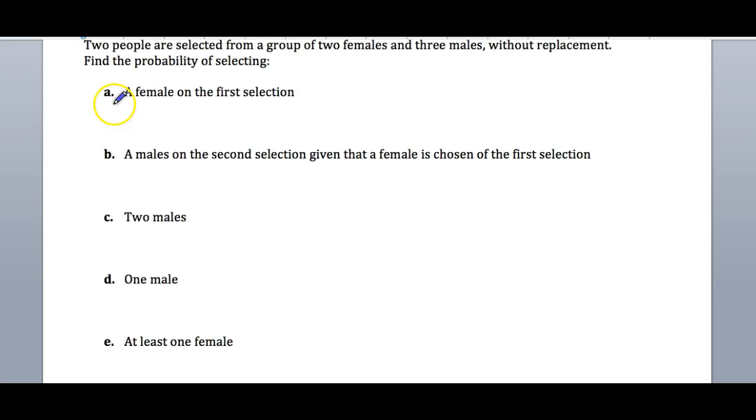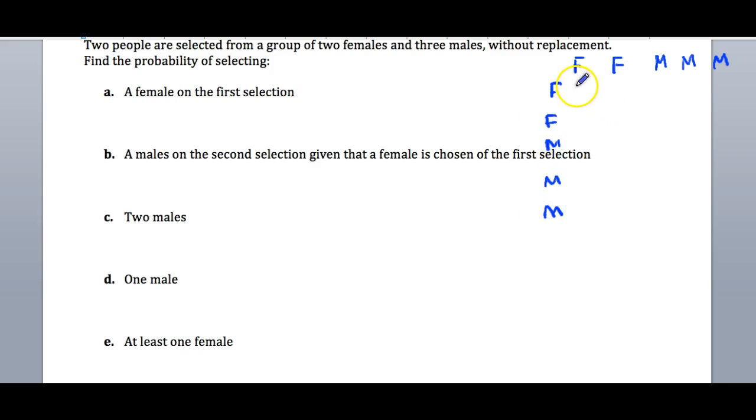Okay. 2 people are selected from a group of 2 females and 3 males without replacement. Find the probability of selecting a female on the first selection. So if you want to do this, I would do it as a table. So you're selecting 2 people. So the first one can be female, female, male, male, male, and then female, female, male, male, male.